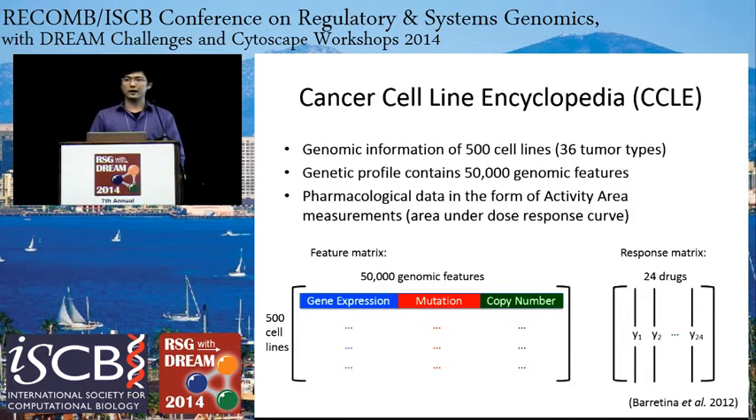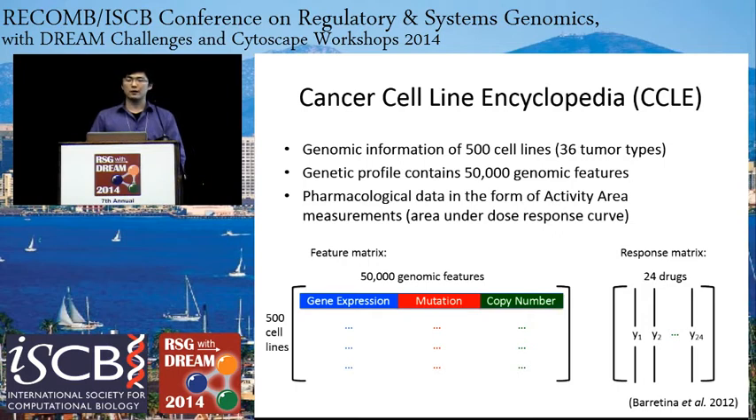So we first tested our approach on the Cancer Cell Line Encyclopedia, CCLE dataset. This dataset includes genomic and pharmacological information of 500 cell lines representing 36 tumor types. The genetic profile of each contains 50,000 genomic features, including gene expression, mutation, and copy number alteration. Pharmacological profiling of 24 drugs is performed on these 500 cell lines in the form of activity area measurements.